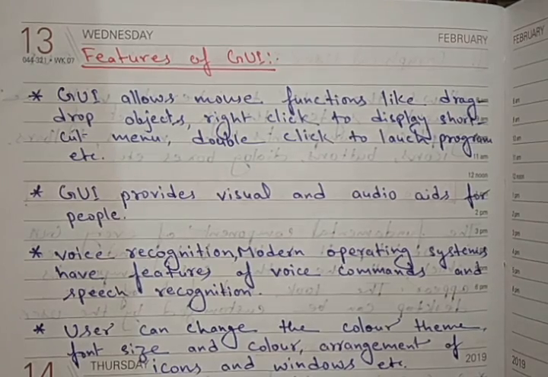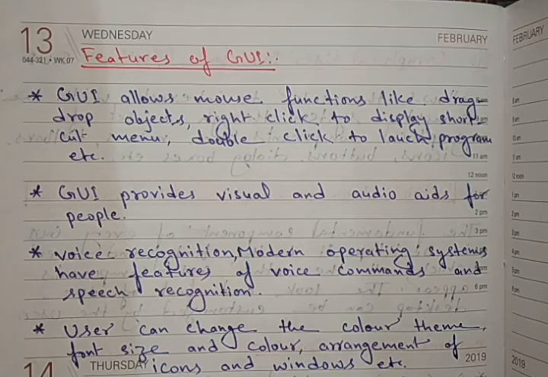Here are some pictures of graphical user interface features. First one is the mouse function. Graphical user interface allows mouse functions like drag and drop objects, right click to display a shortcut menu, double click to launch a program, selecting text and scrolling the content of a document or a website.